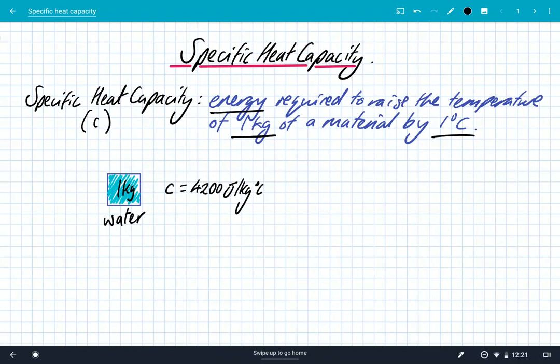Here's an example. We've got water. Water has a specific heat capacity of 4,200 joules per kilogram per degree Celsius. What does that mean? That means that if we have 1 kilogram of water and we want to heat it up by 1 degree Celsius, it's going to take 4,200 joules. And every material has its own specific heat capacity, so it takes different amounts of energy to heat up different materials.